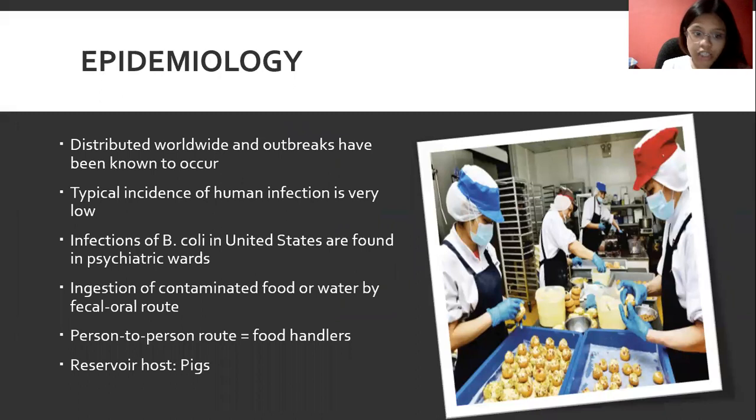So, epidemiology, distributed worldwide, and outbreaks have been known to occur. Typical incidence of human infection is very low. Infections of B. coli in United States are found in psychiatric wards. Ingestion of contaminated food or water by fecal-oral route, person-to-person route, usually found in food handlers o yung mga taong po na nagpre-prepare po ng ating mga pagkain. And the reservoir host for this parasite are the pigs.